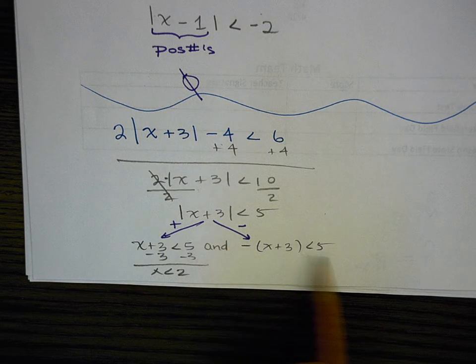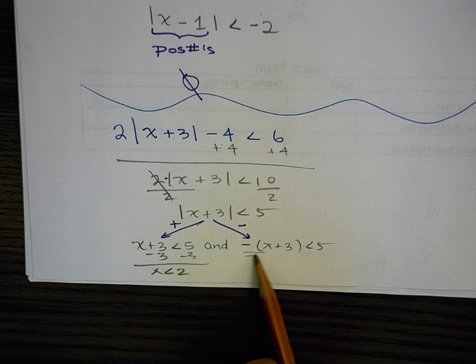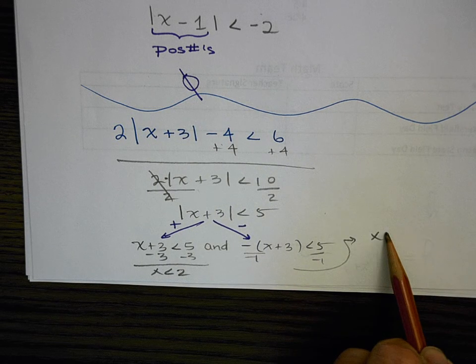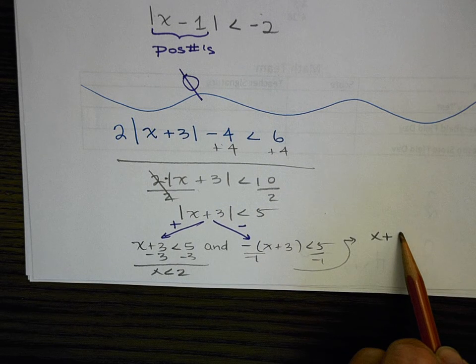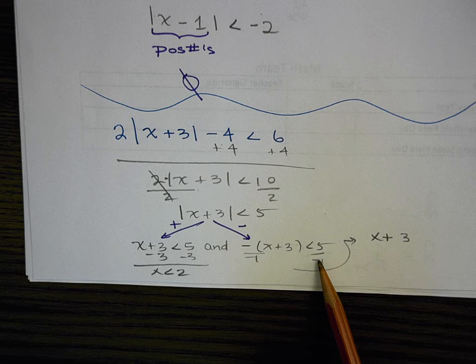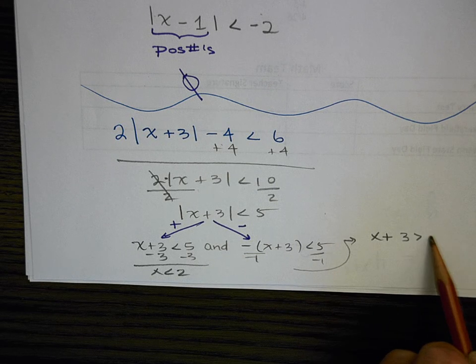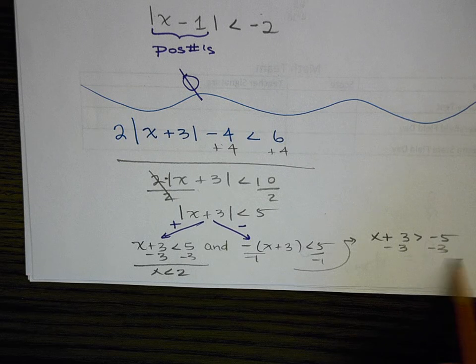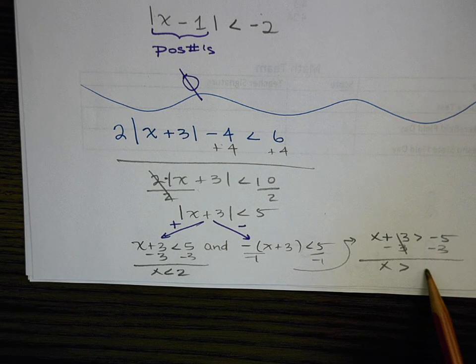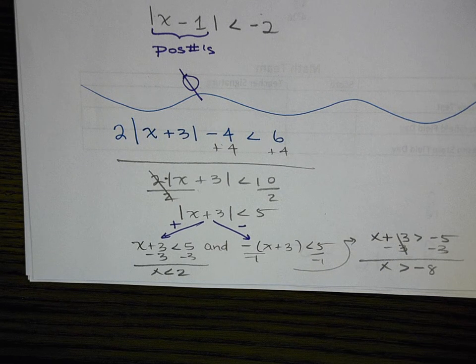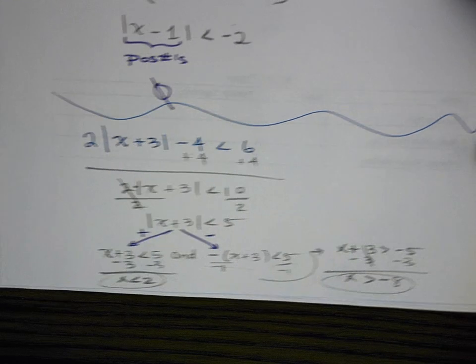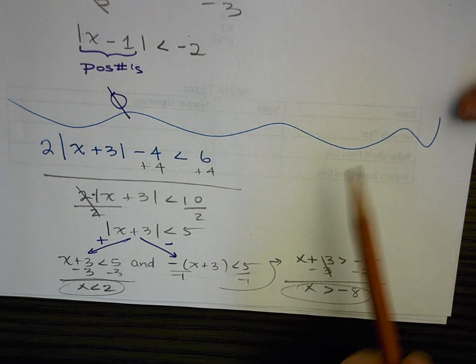Over here, I'm going to multiply both sides by -1 or divide by -1. Whenever I multiply or divide by a negative, I need to switch the inequality. And then I'm going to subtract 3. So I have these 2 pieces right here. I'm running out of room, so I'm going to write up here at the top.